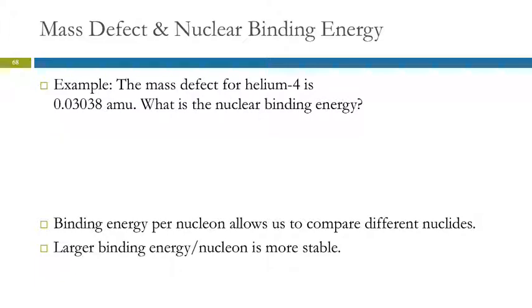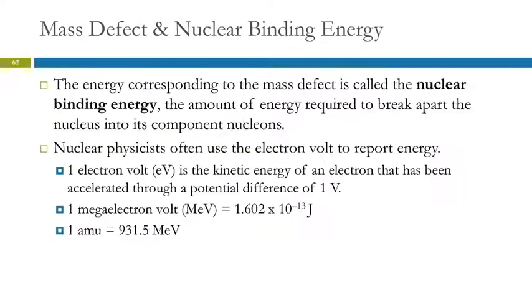Okay, so we can do a calculation like this. The mass defect for helium-4 is 0.03038 atomic mass units. What's the nuclear binding energy? Well, the simplest way to do this calculation is to use the nuclear physicist's unit of electron volts. So one atomic mass unit is 931.5 mega electron volts. So I'm going to do it that way.